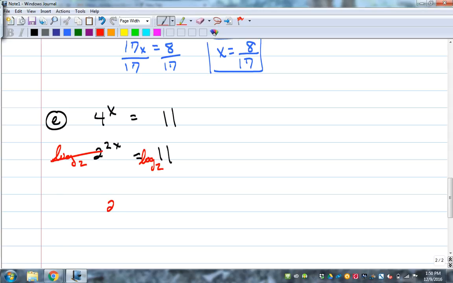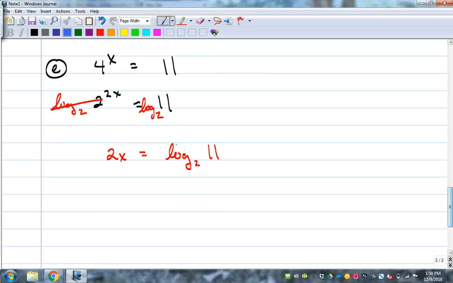And that's going to leave us 2x is equal to log base 2 of 11. This is a decimal number. It looks like gibberish, but it's a number. All we got to do is get x by itself. So what do we do to get x by itself? Divide by 2. So we get x is equal to log base 2 of 11 divided by 2.